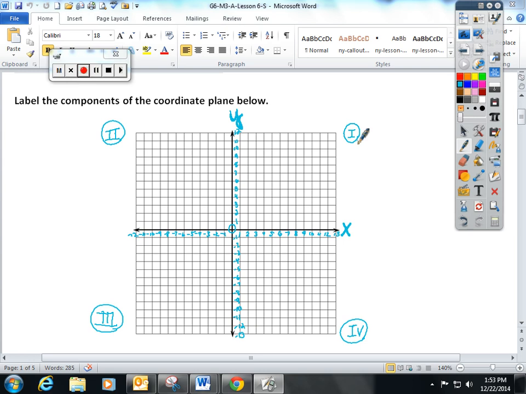Let's look at quadrant 1 of the coordinate plane. Both the x and the y-axis are positive. This is the x value, because x comes before y in the alphabet. This is the y. In quadrant 2, the x-axis is negative and the y-axis is positive. Quadrant 3, the x-axis is negative and the y is also negative. And quadrant 4, you have a positive x and a negative y. And these are all the components of the coordinate plane.